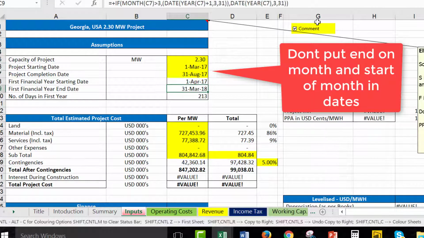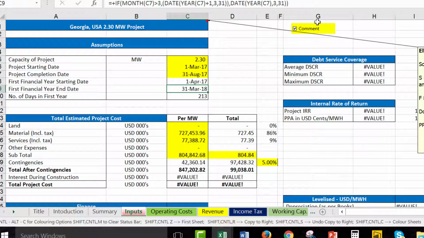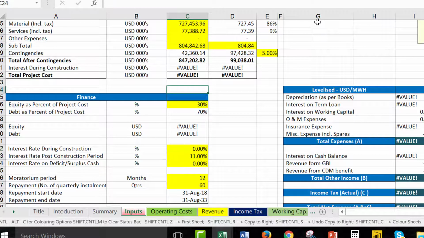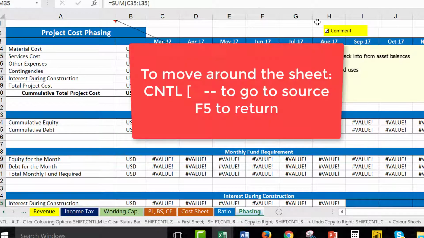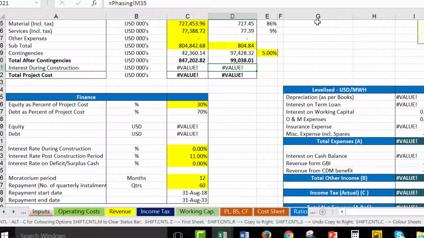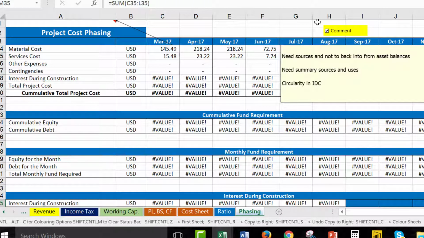Always put the first of the month. You need a common timeline. That is so important to get a common timeline. And you need the start of the month for everything. This number of days in first year is totally useless. And then you can put some stuff with the project cost. I don't care if you put interest during construction here, which you'll get from the other sheet. To get that, press Control square bracket, and then press F5 to get back to where you want to, and press Enter. Control square bracket, and where was our thing?